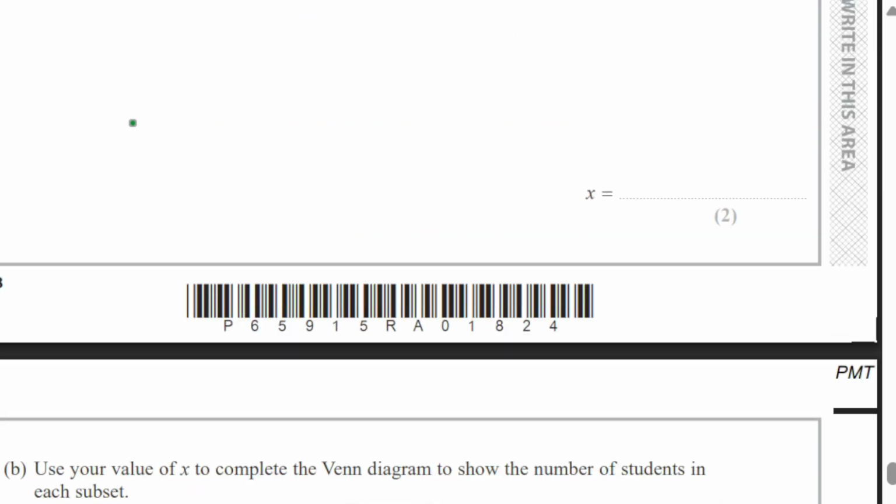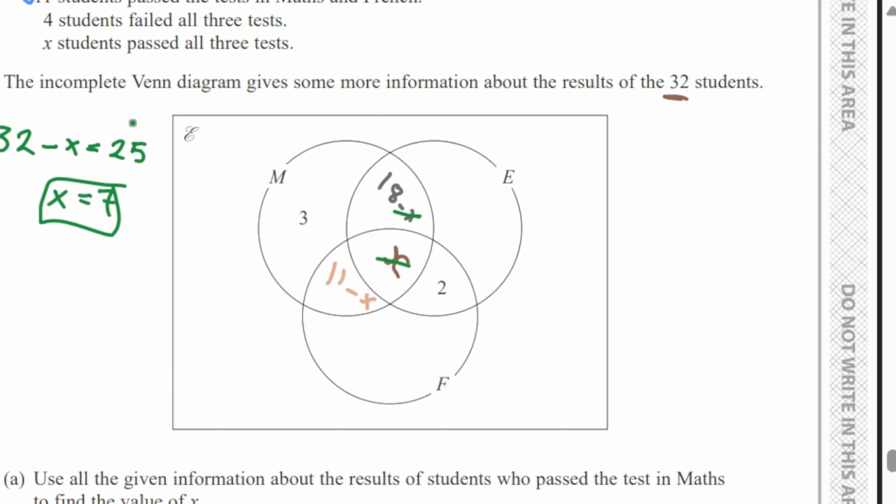So we need people who passed math and failed French. Passed math is all these people. But then failed French is these. They didn't pass French, they failed. So it's 3 plus 18 minus 7. 18 minus 7 is 11. So it's 3 plus 11, which is 14. So these 14 students passed math, but they failed French.